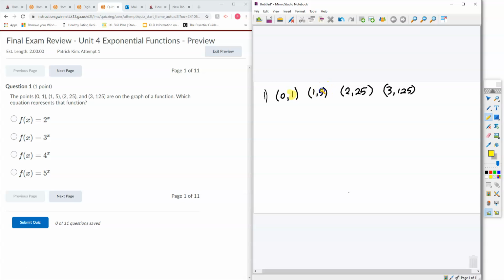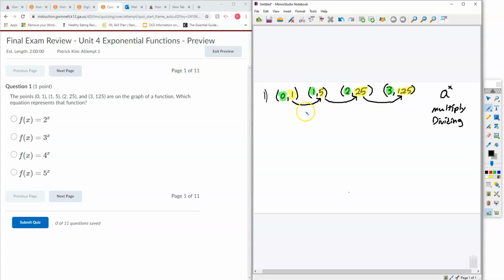Whenever you have a set of points, you want to treat it like it's a table. Look at the x and y values and see if you can figure out what the pattern is. The x values are just increasing by 1, so I'm not too worried about it, but I do want to know how I get from 1 to 5, 5 to 25, and 25 to 125. Remember, exponential functions are a to the x power. That means we are multiplying or dividing by a pattern to get the next number.